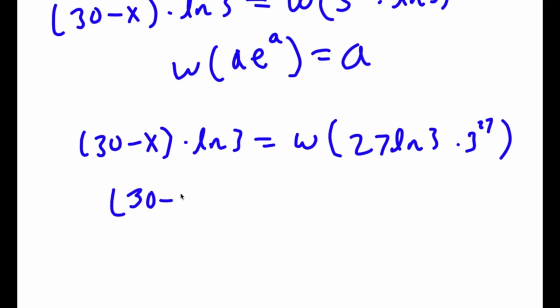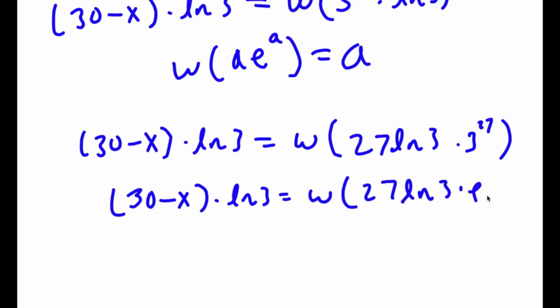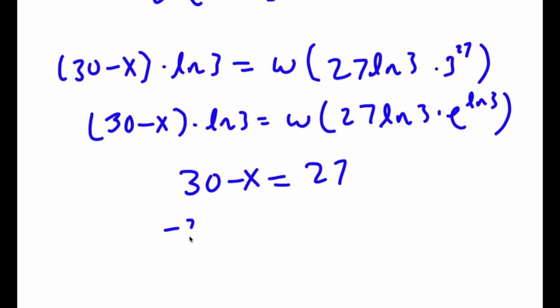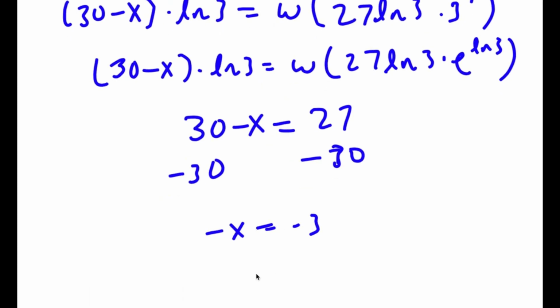Now I can write this as (30 minus x) times ln 3 is equal to the Lambert W function of 27 times ln 3 times e to the power of 27 ln 3. And now I can simplify this to 30 minus x is equal to 27, because the Lambert W function is in the right form, so this is equal to 27 ln 3. So now I have a simple equation. All I have to do is subtract 30 on both sides. So I get negative x is equal to negative 3, meaning x is equal to 3. So this is my answer.